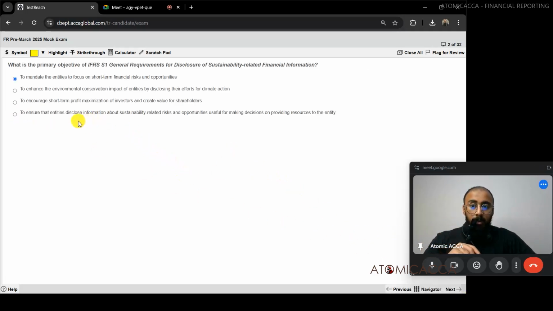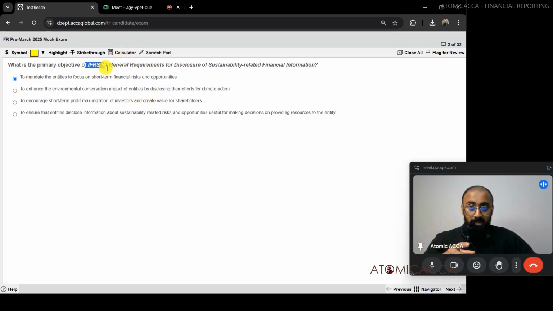Next one, what is the primary objective of IFRS S1 general requirement for disclosure of sustainability related financial information? Now, related to sustainability accounting, there are two accounting standards. IFRS S1 talks about sustainability related risk and opportunities for the company. IFRS S2 is specifically about climate related disclosures. Now, keeping that in mind, let's do this.